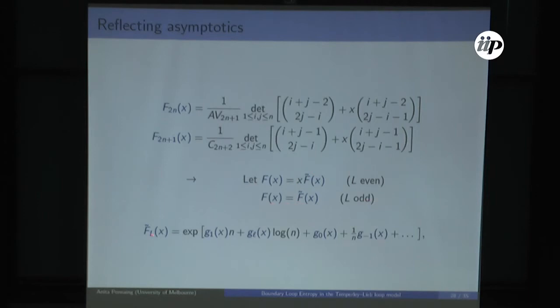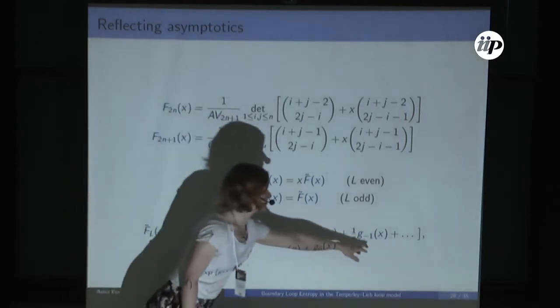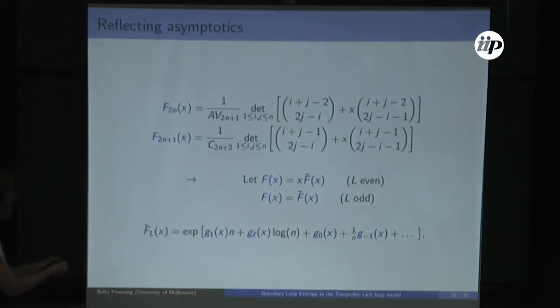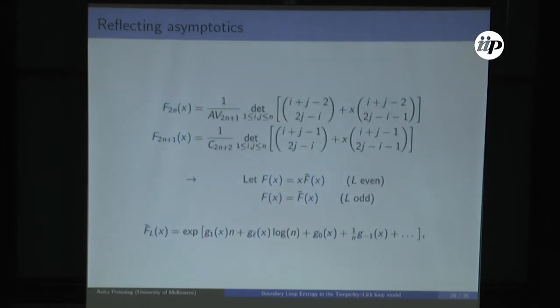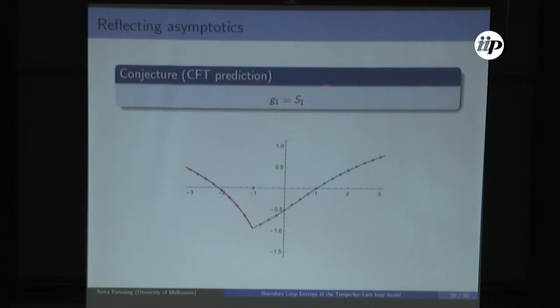So then tilde f is expected to be similar to the periodic case, so again with the constant term and the 1 on n term, but it's also expected to have this log term by CFT arguments. So this, the reflecting case to the periodic case, this is the very first one. It is expected to be equal to the periodic case, and that's what we find.